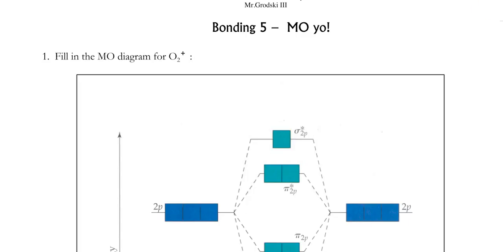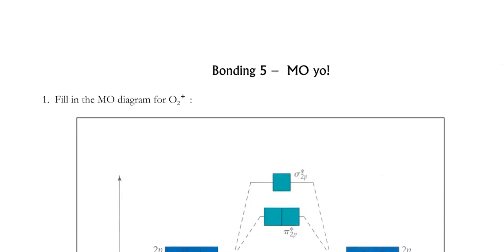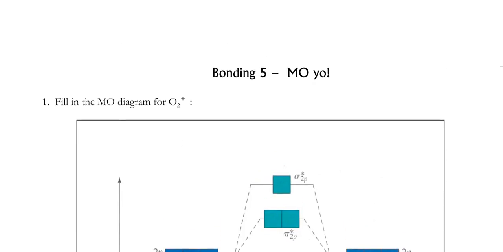All right, let's go over the Bonding 5 MO worksheet. This is a great review for any of the types of questions that you could be seeing on a test from me. We're dealing with bimolecular ions or compounds, and we're going to put them together.